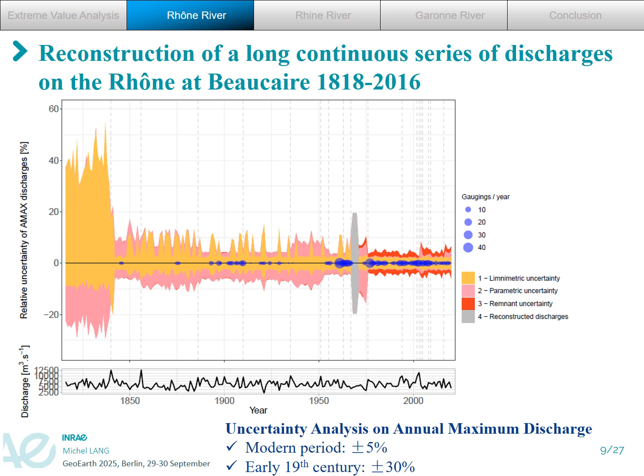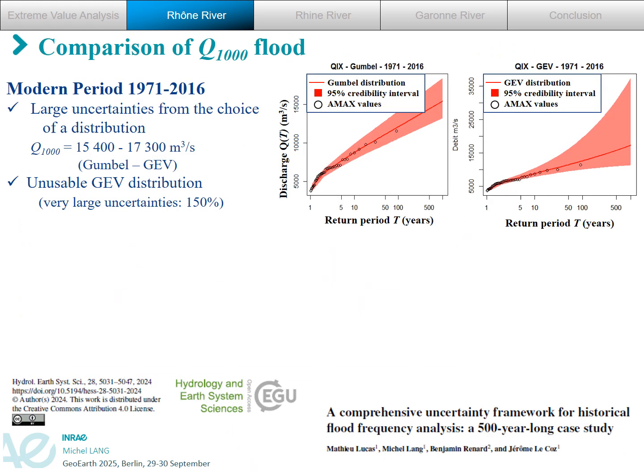You can see on the graph, on the x-axis the year, on the y-axis the relative uncertainty on annual maximum discharge. Accuracy is very good during the modern period, about 5%, and it's larger at the beginning of the 19th century, about 30%. If now we estimate the Q1000 flood from a short series from 1971 to 2016, we can see we have very different estimations using a Gumbel distribution on the left or a GEV distribution on the right. The GEV distribution was discarded as the uncertainties are too large, about 150%.